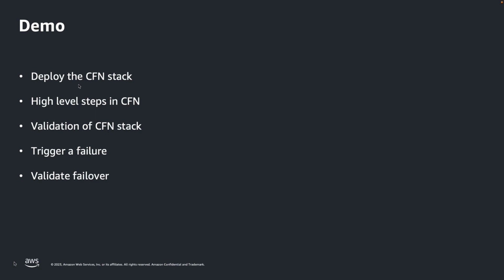This demo agenda includes deploying the CFN stack, overview of high-level steps in the CFN template, validation of the CFN stack, triggering a failure, and lastly, validating failover for this deployment. As stated in the previous slide, firstly, the customer needs to have an existing RDS Custom for Oracle instance, which acts as a primary instance. Let's quickly go to the AWS console and go to the RDS service.